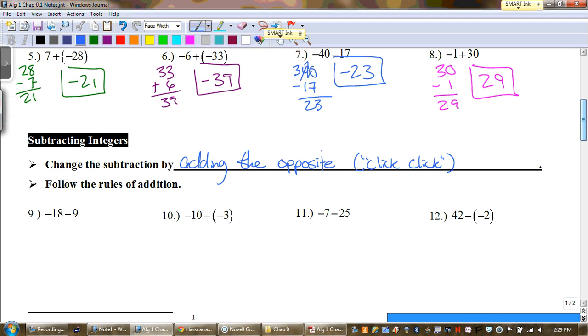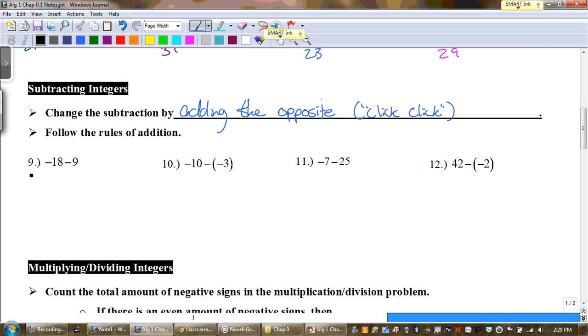Now, when you're subtracting, we need to change the subtraction by adding the opposite. You might remember that as click, click. And then after we do click, click, we just follow the rules of addition. So I'm going to rewrite these. We got negative 18. We're going to change that to plus a negative 9. Now, they are the same sign. If you need to go to the side and write those down, you can. Once you do that, you get a 27, and since they're the same sign, we keep the sign.